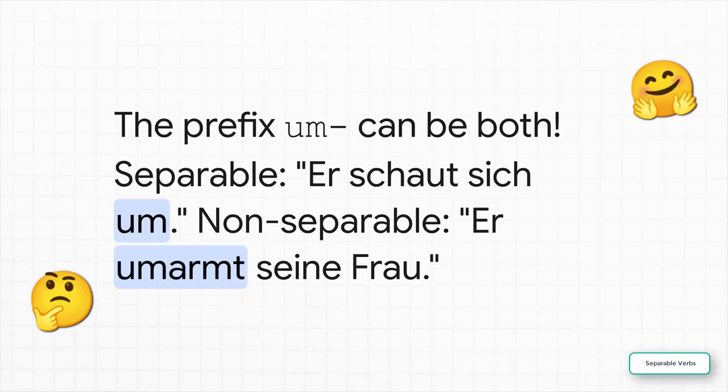Okay, so let's look at these dual personality prefixes. The prefix um is a perfect example. If you have the verb umschauen, meaning to look around, it separates: er schaut sich um. And notice the stress: umschauen. But then you have umarmen, to hug, and it's non-separable: er umarmt seine Frau. And where's the stress? Umarmt. See? It all comes back to that stress rule. The sound and the meaning tell you everything you need to know.